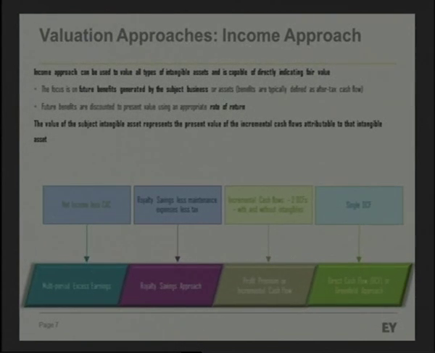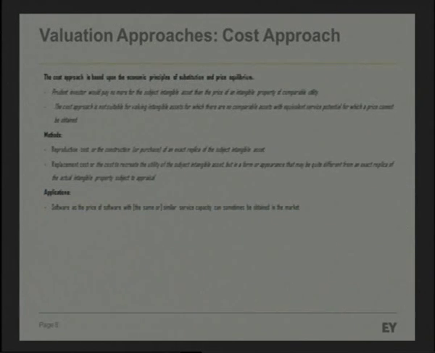And finally, there's a direct discounted cash flow method, which is basically all the cash inflows and the outflows associated with the intangible, after which you compute the present value of the same. We finally have the cost approach, which is based on the economic principle of substitution and price equilibrium. A prudent investor would pay no more for the subject intangible asset or the IPR than the price of that property of comparable utility.